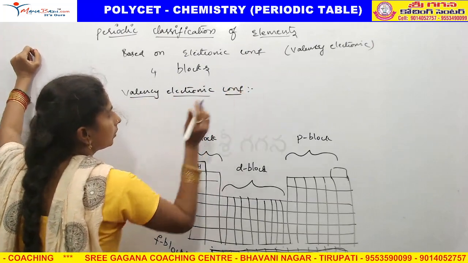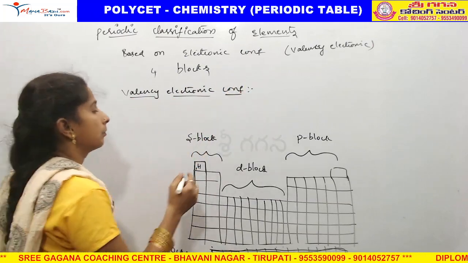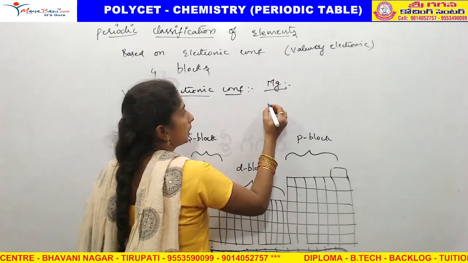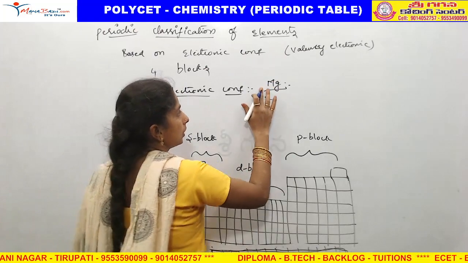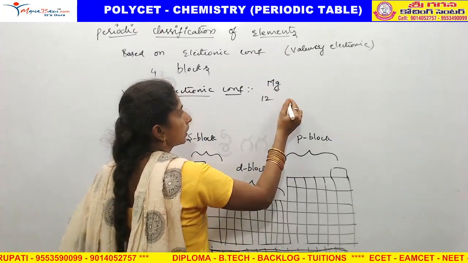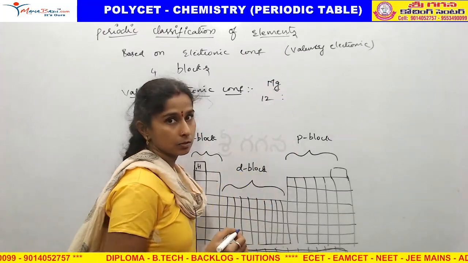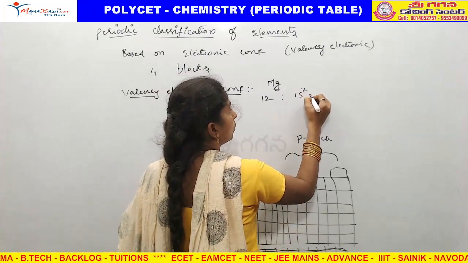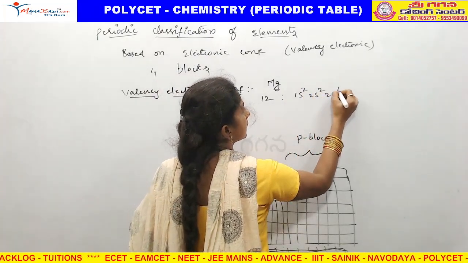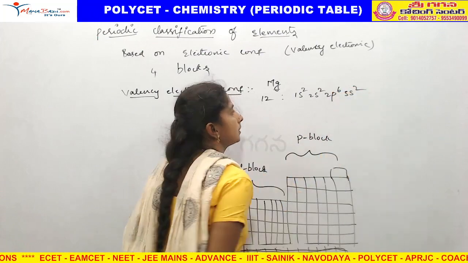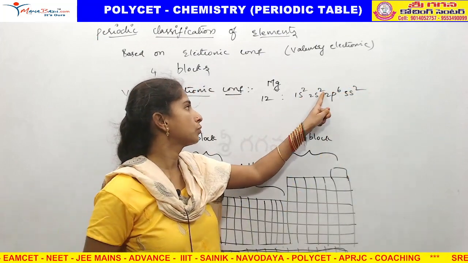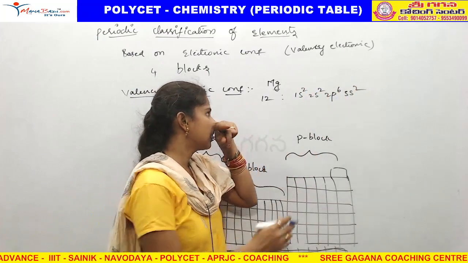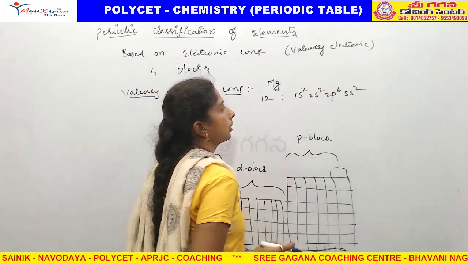Till now, what is that? For example, magnesium. Magnesium atomic number is 12. So what is the configuration? In atomic structure, we already discussed the configuration. 1s2, 2s2, 2p6, 3s2. This is 2 plus 2, 4, 6, 10, 12. 12 electrons are there. This number indicates the number of electrons.